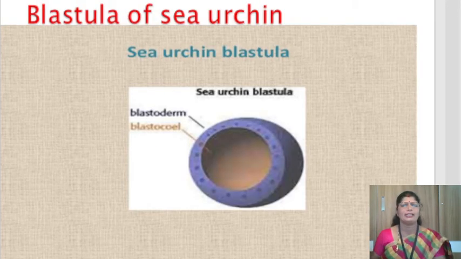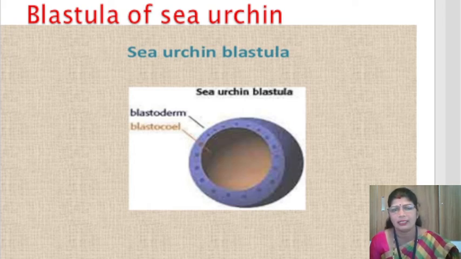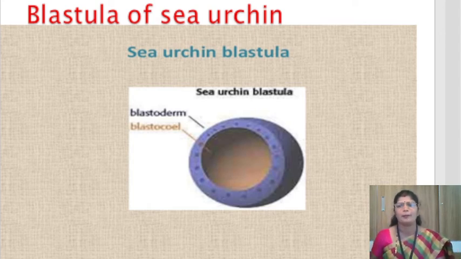Yes, here you can see that. Those cells are called the blastula. Therefore, this is the blastula of sea urchin. Now I will tell the structure of the blastula of sea urchin. The blastula of sea urchin is sphere-shaped, and centrally it has a large cavity which is the blastocoel, and it will be surrounded by the same-sized cells called the blastoderm.